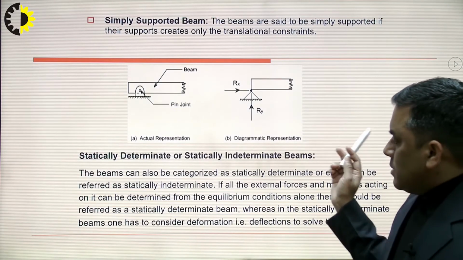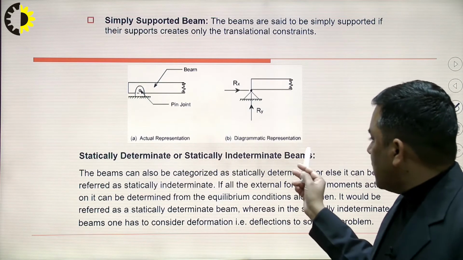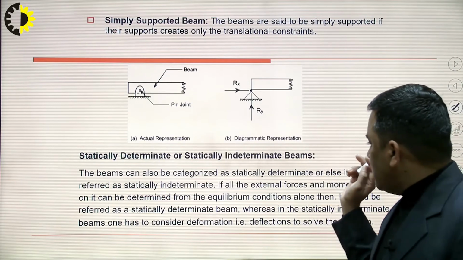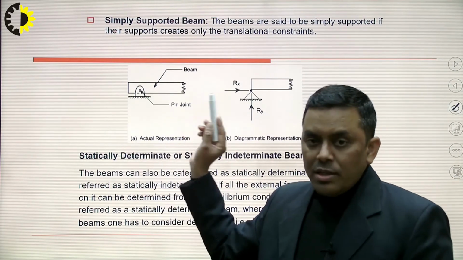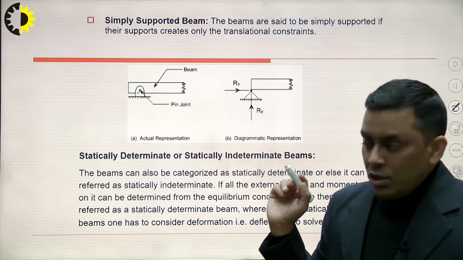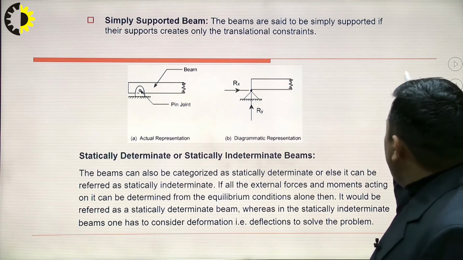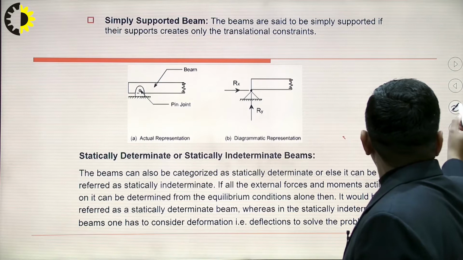Out of these, some are in the category of statically determinate and some are in the category of statically indeterminate. Where are these two terms coming from? These two terms are related to mathematical relations. If I am dealing with two-dimensional force analysis of the beam, then how many equilibrium equations do we have? We have 3 equilibrium equations.